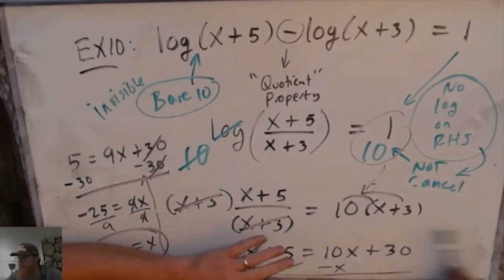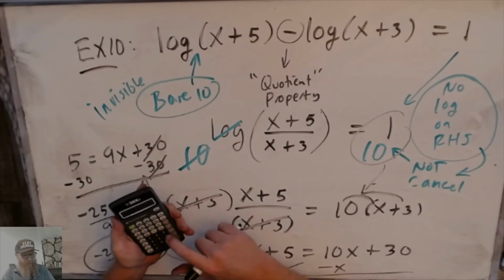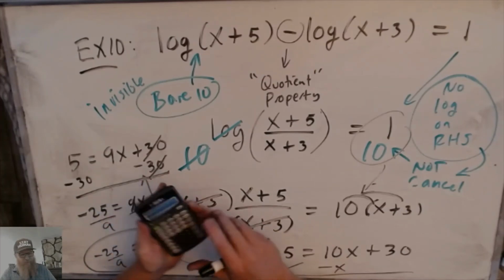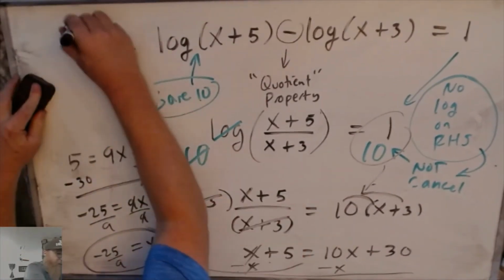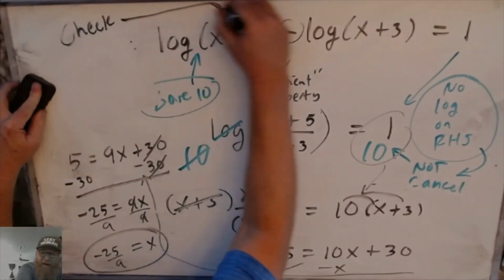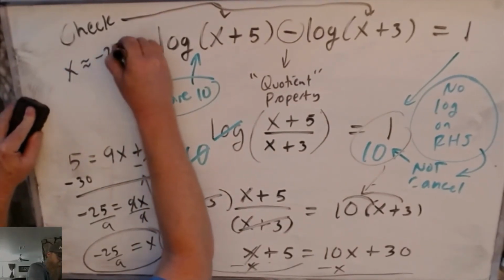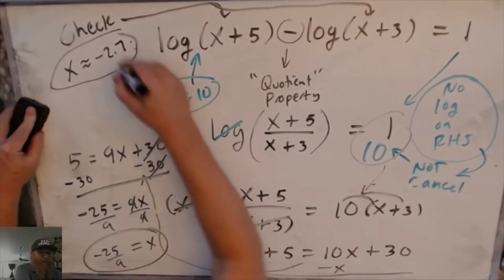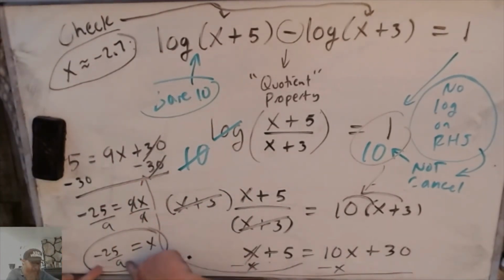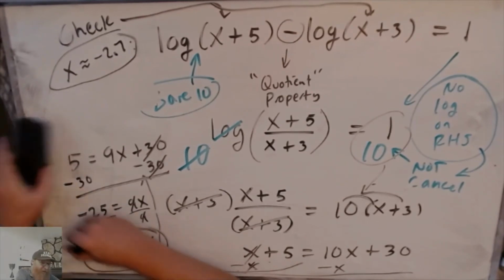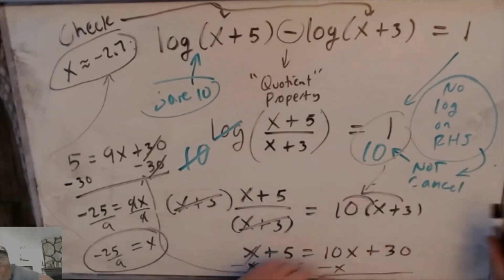So x is negative 25/9, which is negative 2.7 if you like. So we're going to check. When I'm checking, I only need one decimal point to check. This is the actual answer, negative 25/9. But when you go to check, it's much easier if you use a decimal.